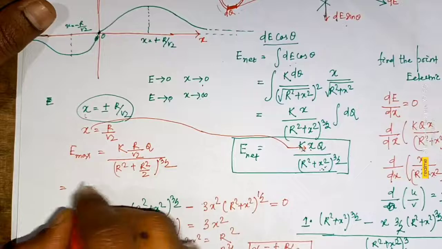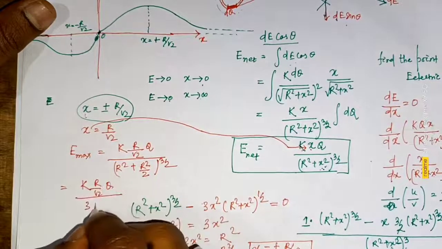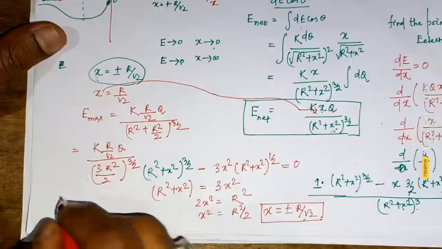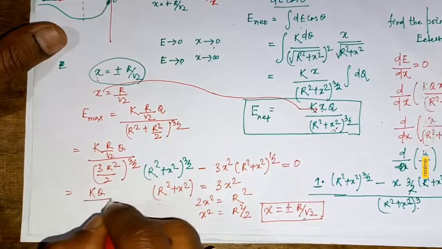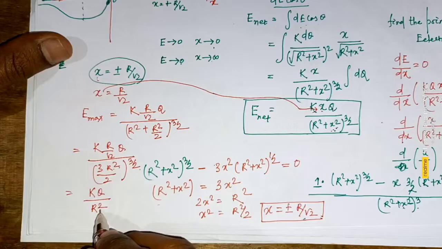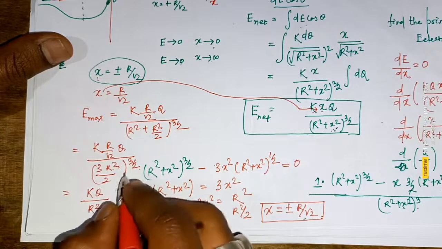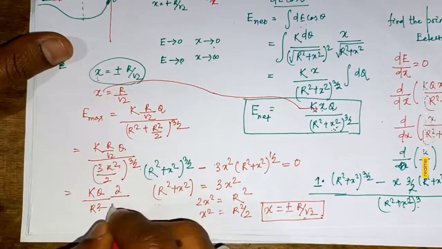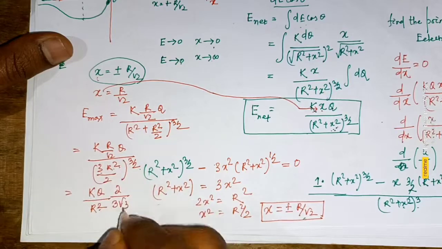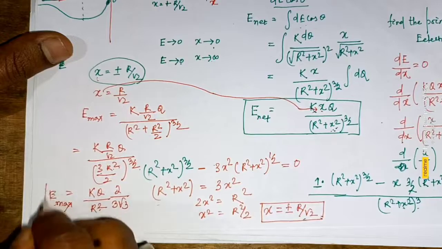And if I solve these things, this comes to k, r by root 2, q upon 3 r square by 2 whole to the power 3 by 2. So the expression comes to k q upon r square, and the 2 goes upward, so 2 upon 3 root 3. This is the maximum expression of electric field.